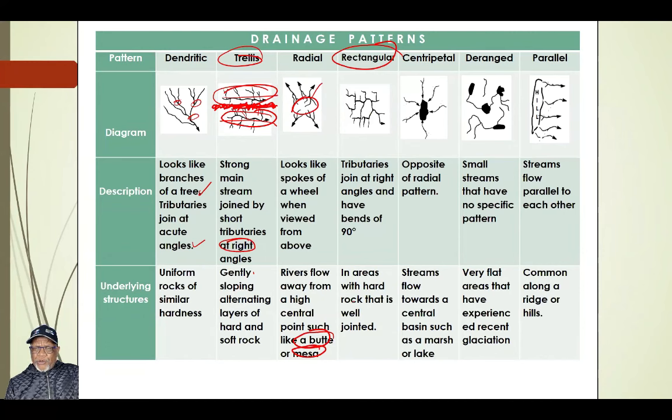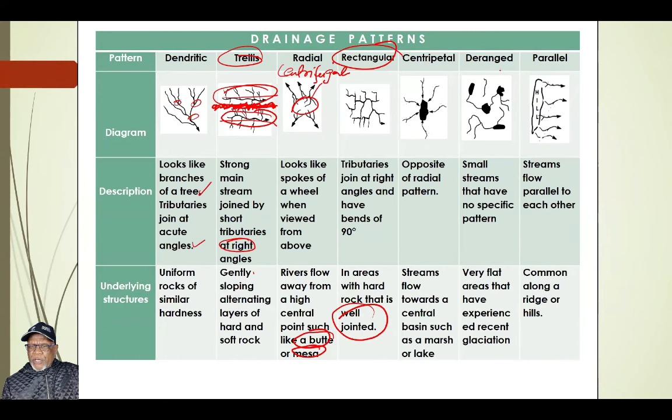Then where do we find them? We find the stream patterns where we have jointed igneous rocks. Then we have what we call centripetal. Centripetal, it is the opposite to centrifugal. So this one, sometimes the radial is called centrifugal, meaning that the streams are radiating away. But centripetal, the streams are flowing towards a low-lying area where the land has since subsided.